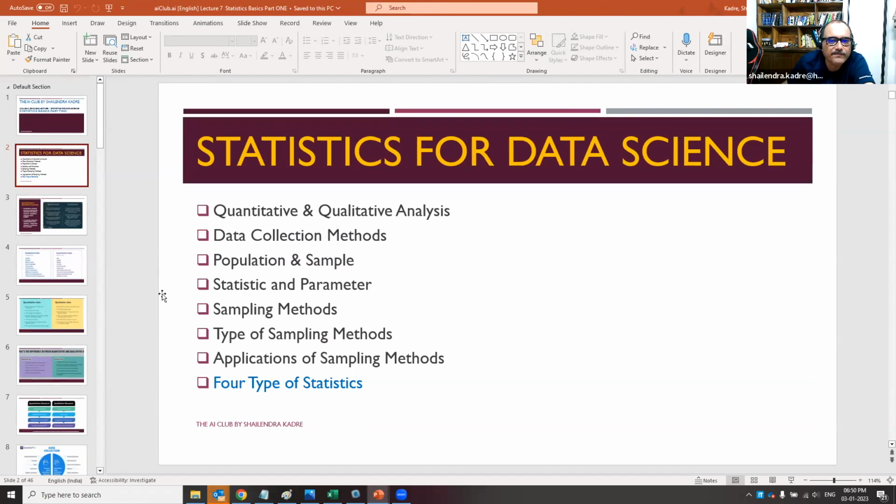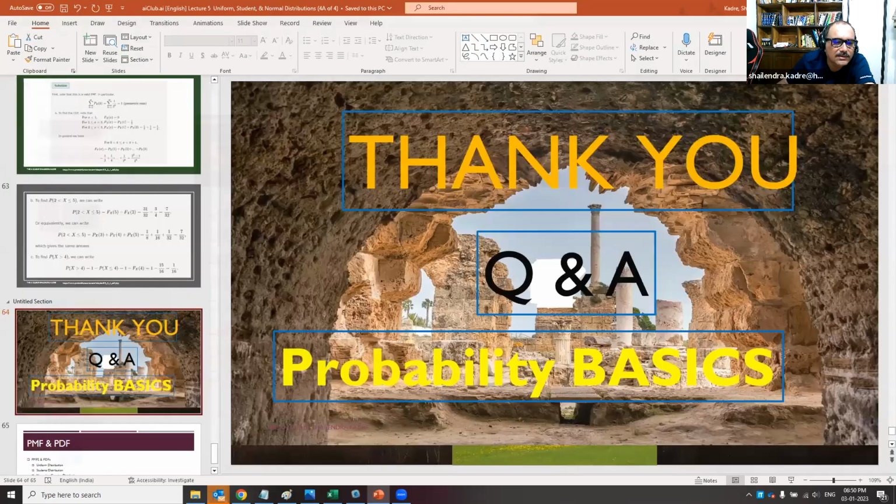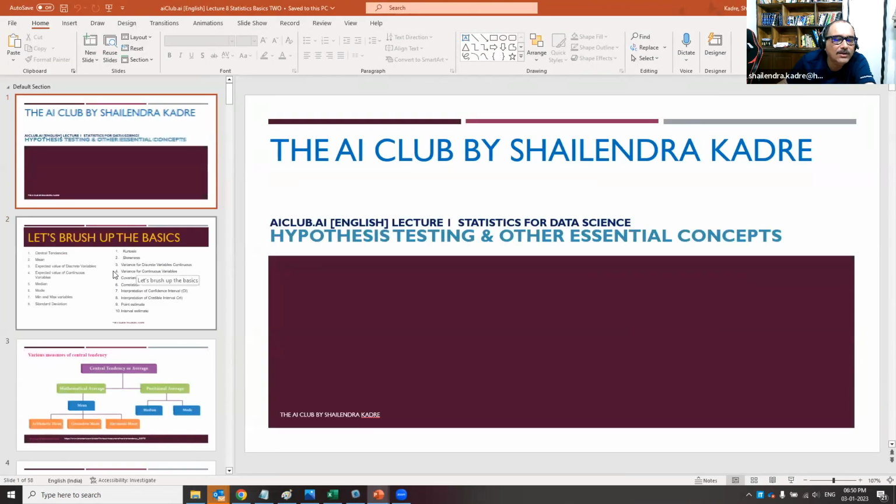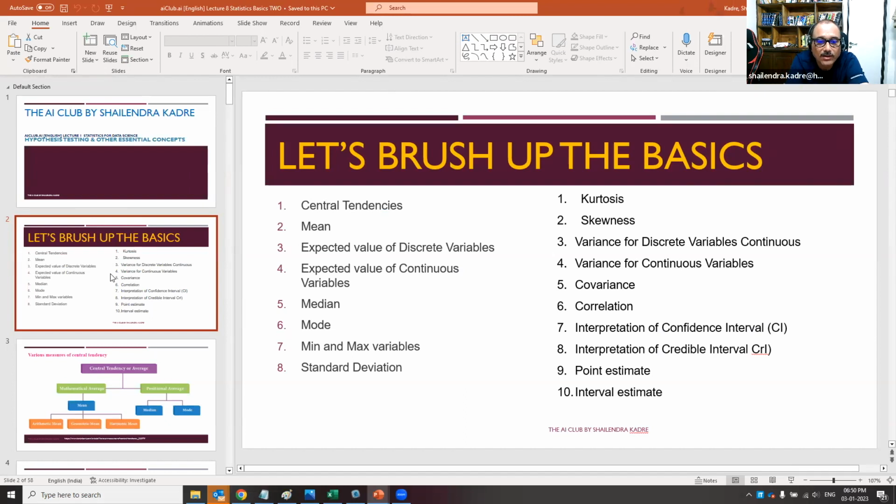See the easier part. Now you know this, right? What is the data collection method, population, sample, statistic, parameters, sampling methods, application of sampling methods, four types of statistics. All this is theoretical. No maths. Then the next one is a little bit of maths. I will show you part two, statistics. In that you have a lot of nice concepts: mean, median, mode, standard deviation. You will study correlation, skewness, kurtosis, covariance, all these statistical concepts which we used to study in our old statistics. All that we'll revise here. Very simple formulas will be there. Just put the values and get the answer.